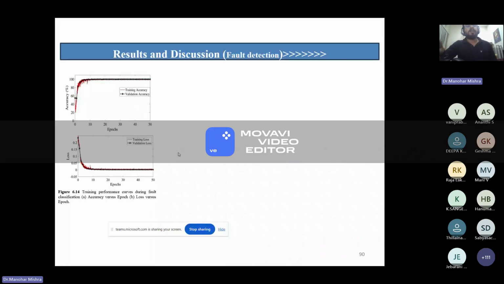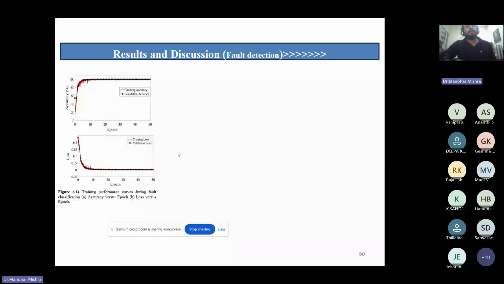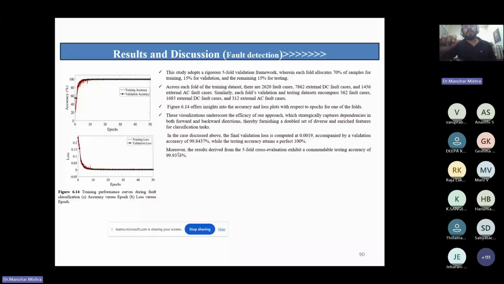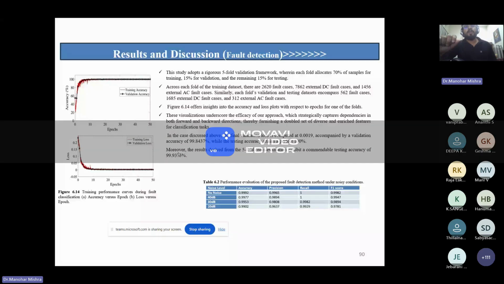Then for the fault detection, we have plotted the training accuracy, validation accuracy, training loss, and validation loss for approximately 50 epochs. And this is the performance. We got an accuracy of about 99.92% without noisy condition, and 99.02% for 20 dB.